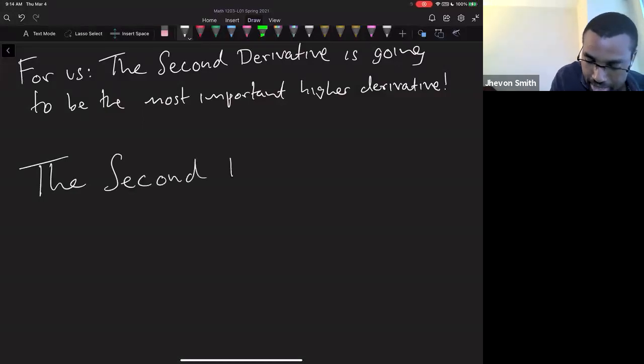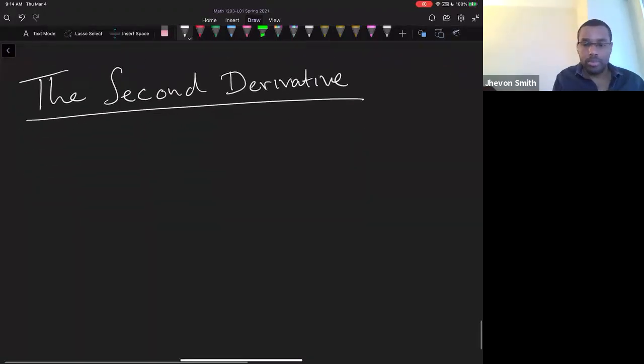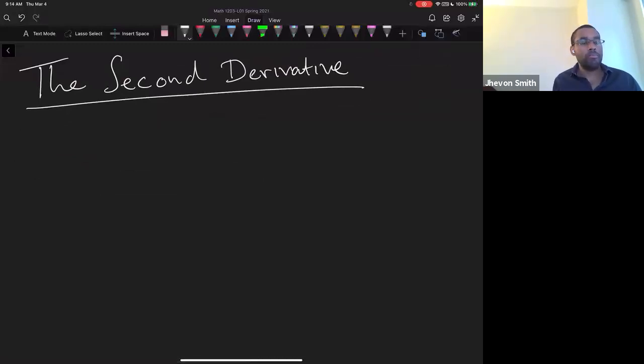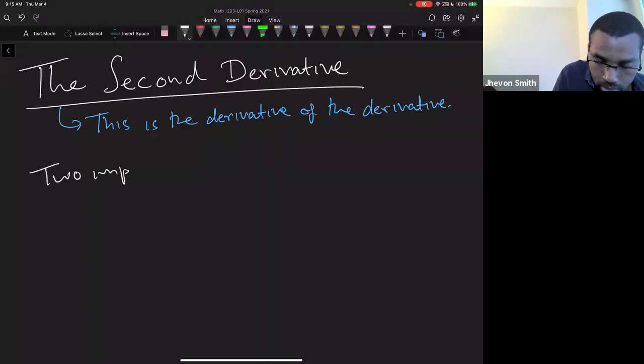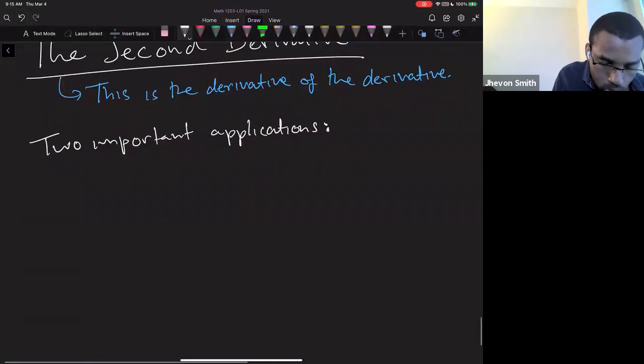Pun wasn't intended. Let's talk about the second derivative. This is the derivative of the derivative. Two important applications for us. One, the physics of motion.